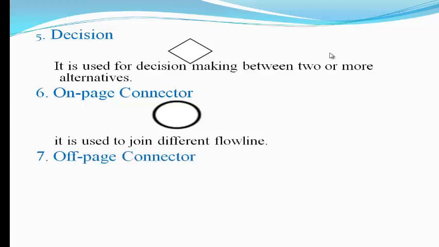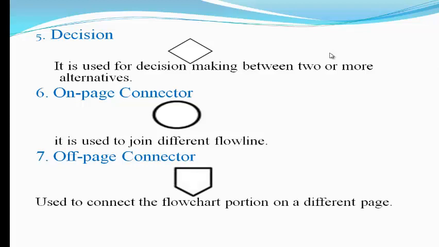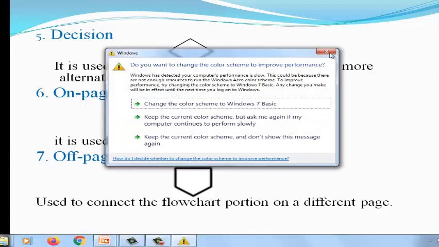Next, seventh and last, off-page connector. This symbol is used to connect parts of a flowchart which are spread over more than one or different pages. This symbol is used where the flowchart spreads over many pages. At that time we connect one page to another, and we use this symbol.